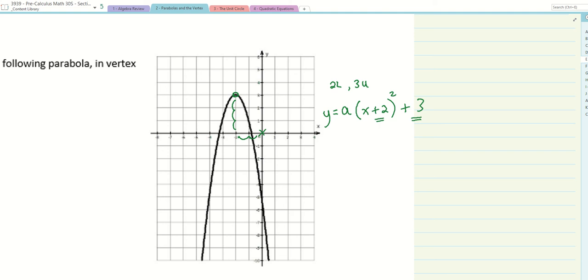Okay, so the one thing we've got to do is, how has this thing been stretched? Well, let's take a look at it a little bit more closely, and let's see how it's grown. First of all, it's been growing upside down, so we know a is negative.